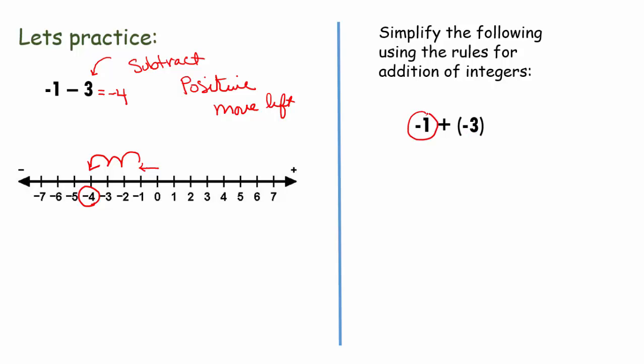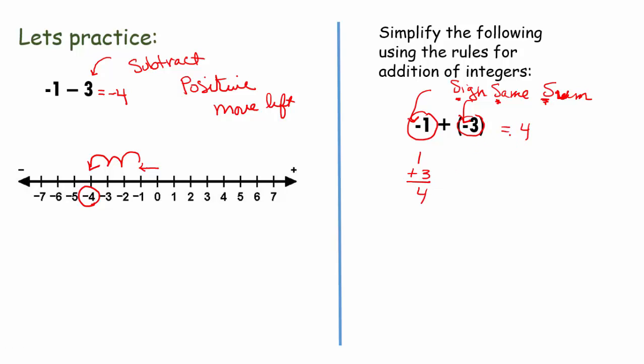So with our addition rules, you circle the sign that goes with the number. You ask yourself, are those signs the same or are those signs different? Those signs are the same, so we'll find the sum. Signs are the same, find the sum. Oh, sum means to add. 1 plus 3 is 4.